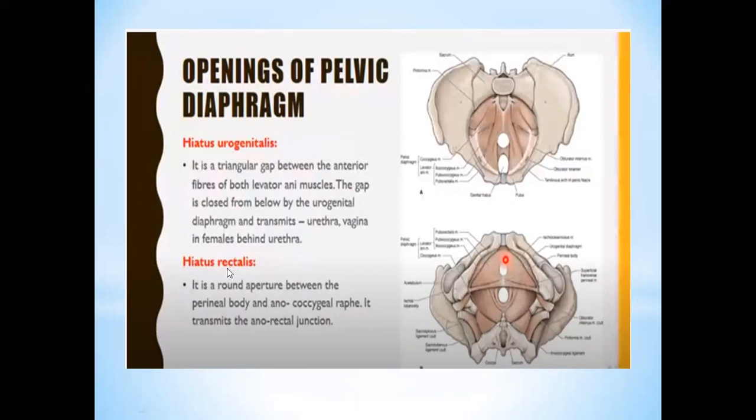Now, hiatus rectalis. That means it allows anything related to the rectum part, it will allow the organ to pass through it. It's a round aperture, as you see here, between the perineal body and the anococcygeal raphe. It transmits the anorectal junction. So the rectum will end and the anus will begin from this point. This is the point that we call the hiatus rectalis.